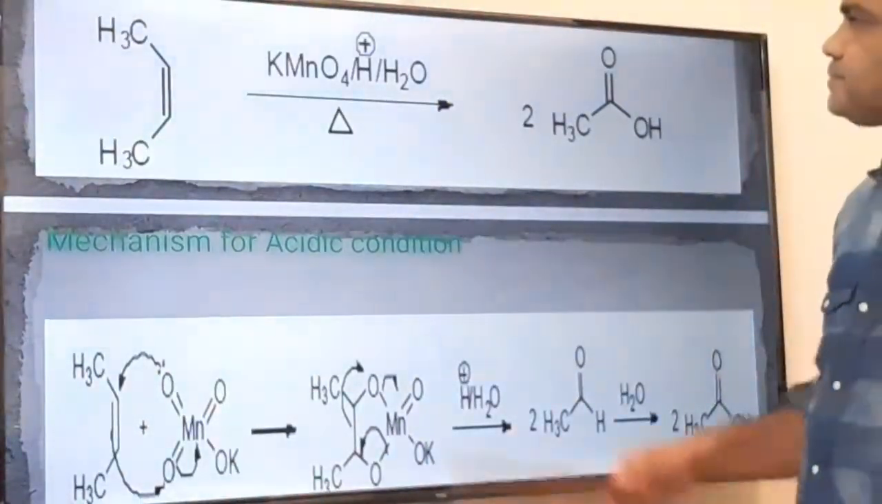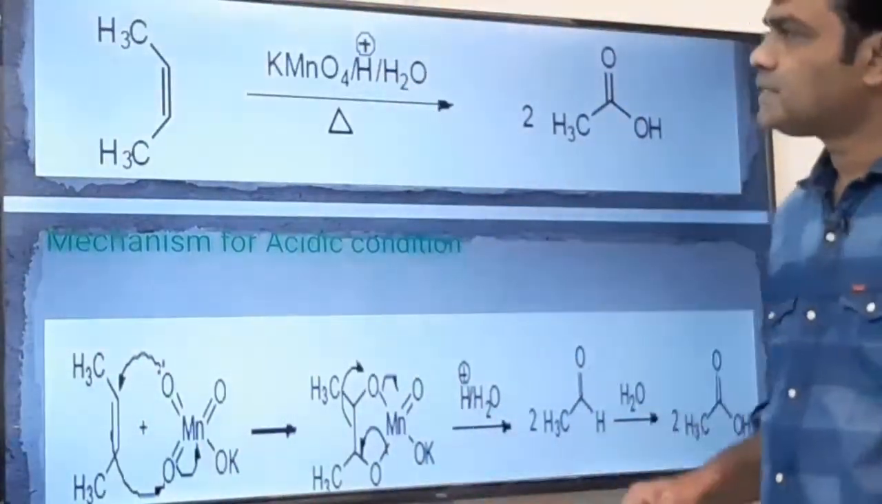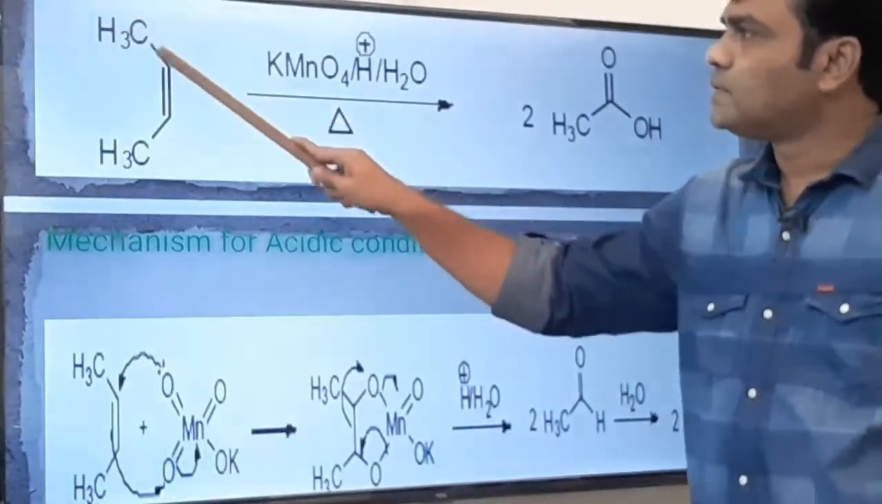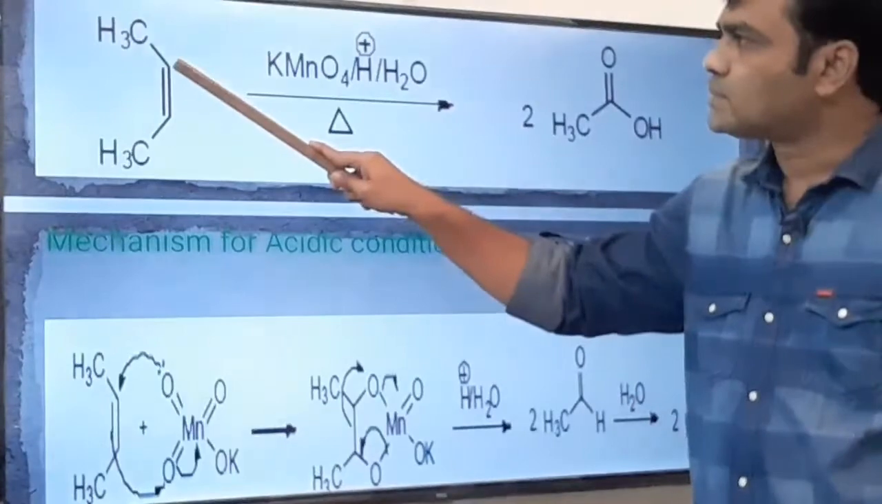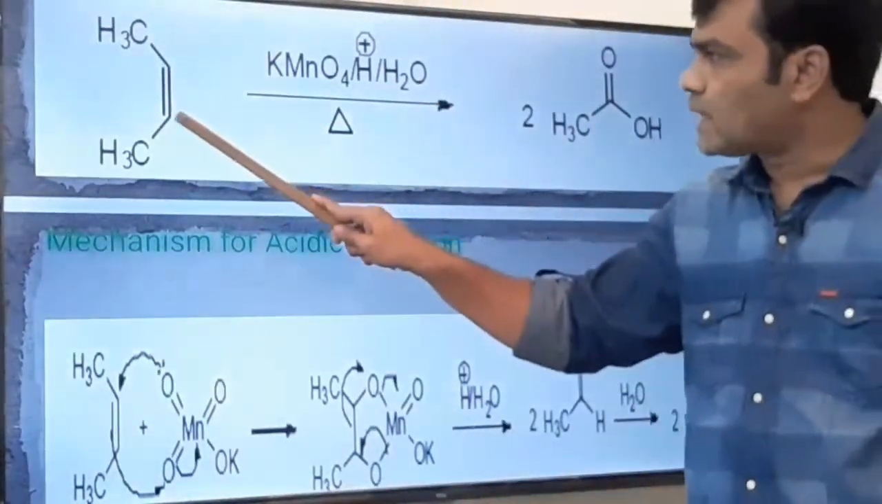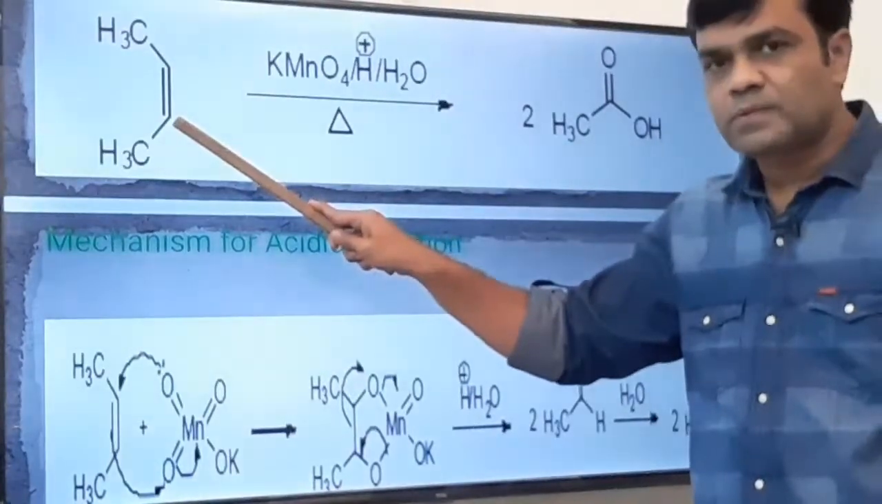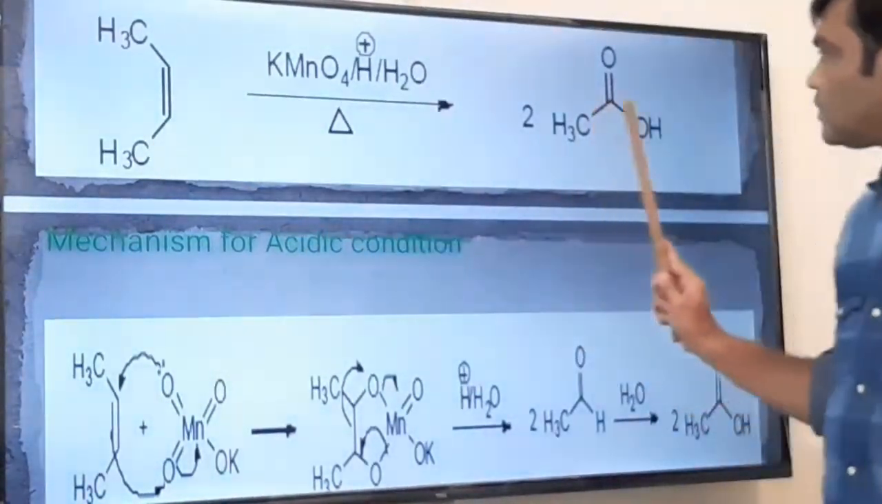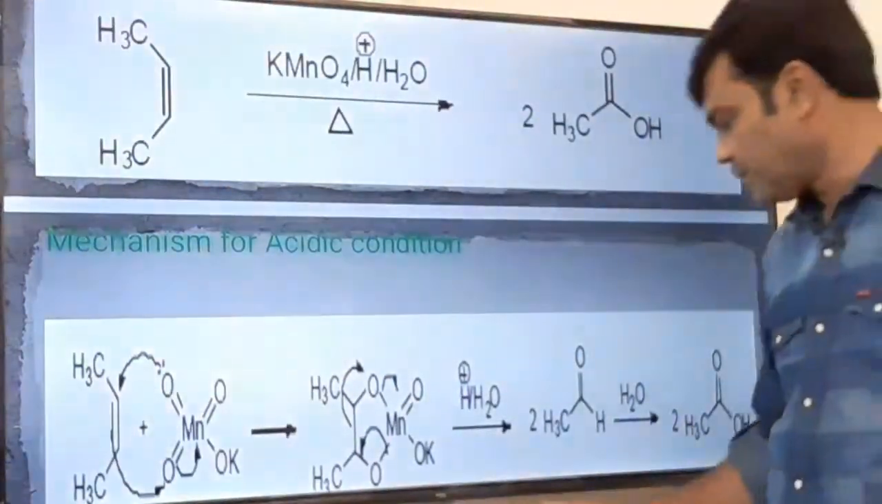Okay, see here, this is again acidic condition. This carbon of the carbon-carbon double bond is monosubstituted. So after oxidation, it will oxidize to COOH, so CH3COOH. This carbon of the carbon-carbon double bond is also monosubstituted. So on oxidation it also gives CH3COOH. So two molecules of acetic acid are formed.